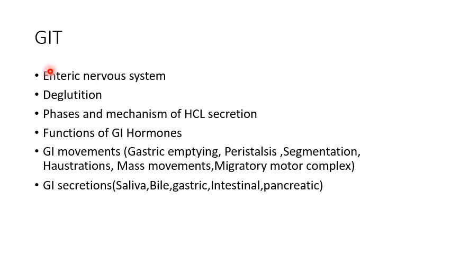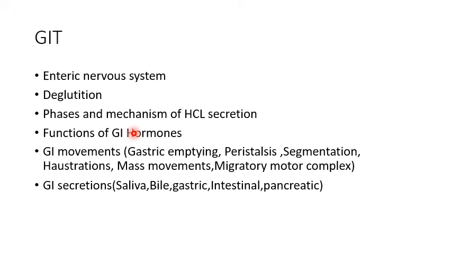Next, in the GIT, we spoke about the enteric nervous system, that is the third division of the autonomic nervous system, myenteric plexus and submucosal plexus in the introduction. Then deglutition, we have three phases: oral phase, pharyngeal phase, and esophageal phase. Then HCl secretion. There are three phases in HCl secretion: cephalic phase, gastric phase, and intestinal phase. And how it is secreted from the parietal cell. What is the mechanism of secretion?